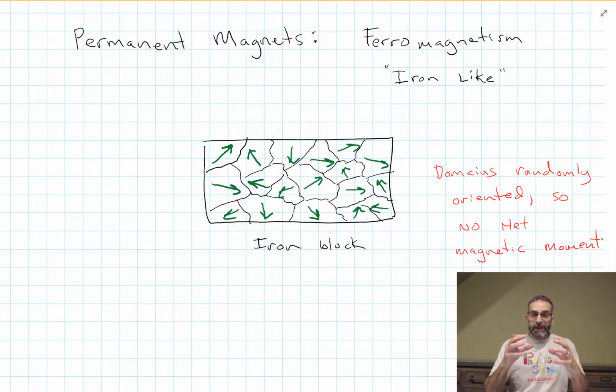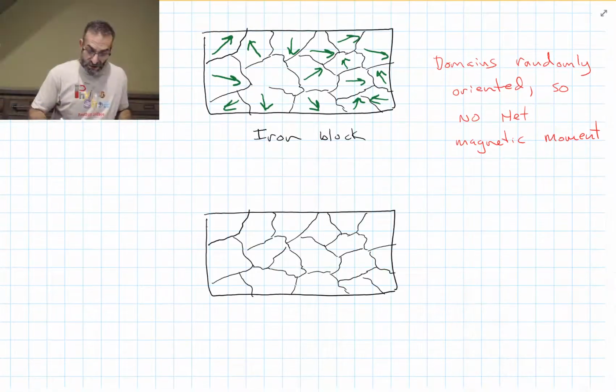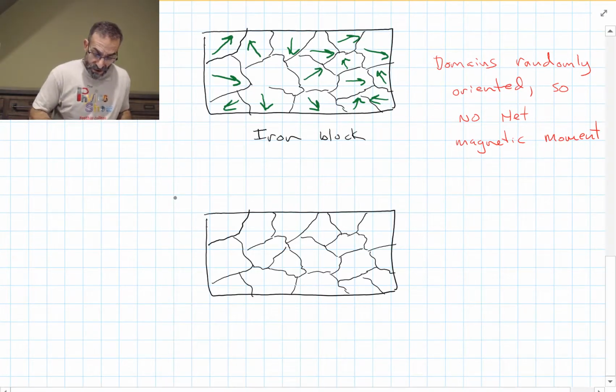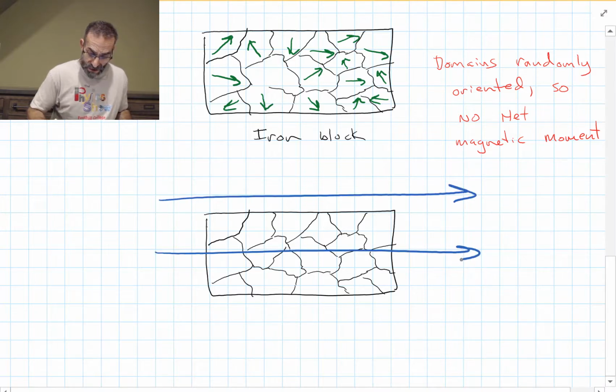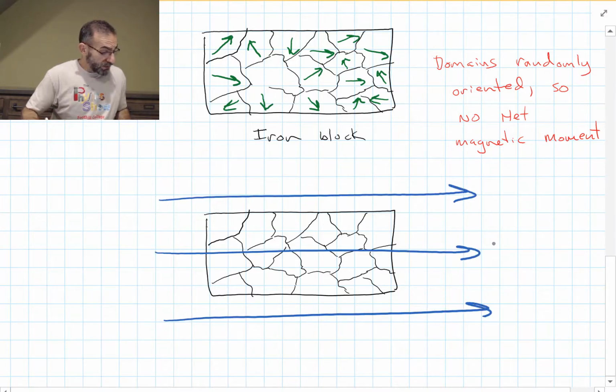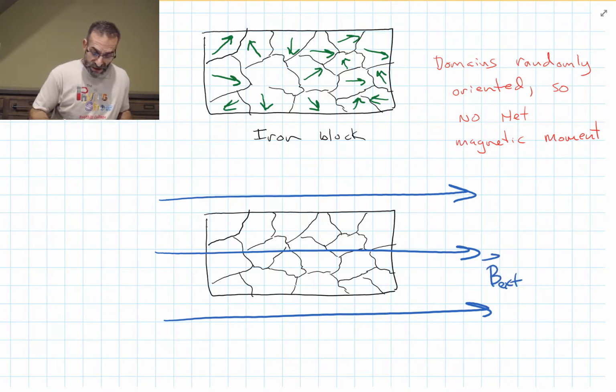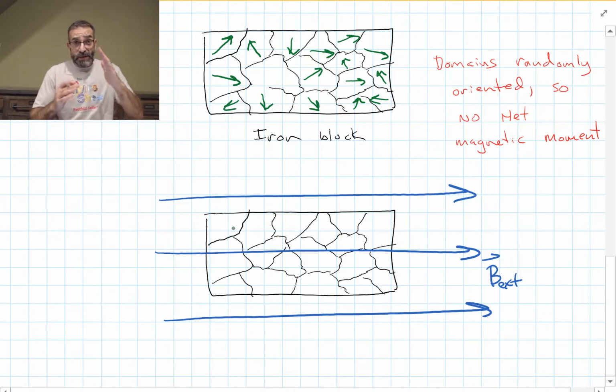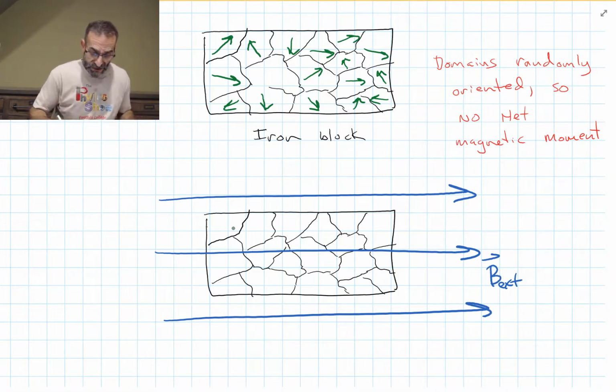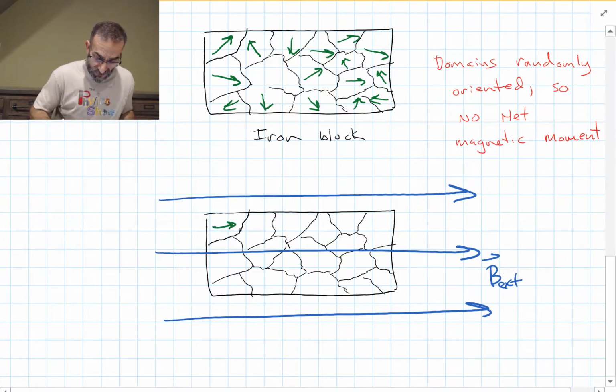If we take this iron block and put it into an external magnetic field, these domains tend to align with the field. So there's my iron block, and I've got a strong external field that points in this direction. And what happens is some of these domains twist, or they feel a torque because of this external field, and they try to align themselves with the field.